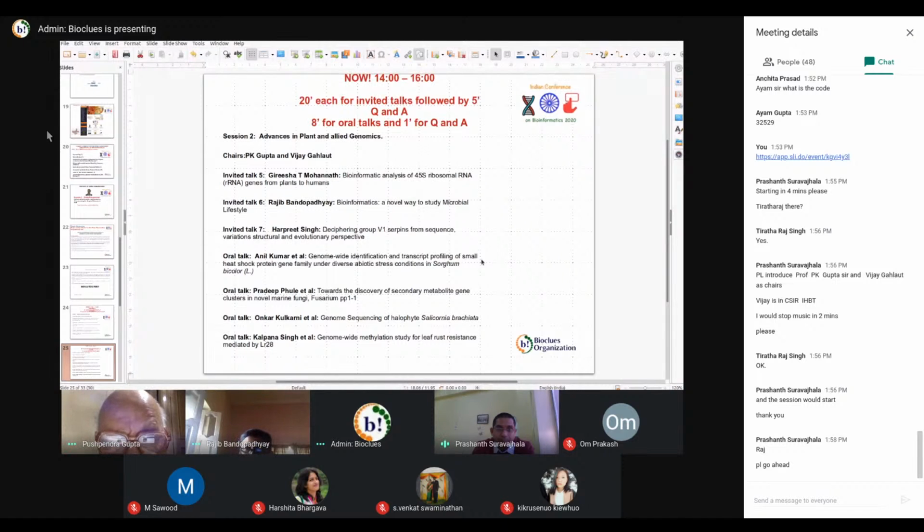We take honor in inviting Professor P.K. Gupta and Dr. Vijay Gailot, who need no mention. P.K. Gupta sir was already introduced. Vijay Gailot is a senior scientist at CSIR IHBT Palampur. So we take honor and pleasure in having P.K. Gupta sir chairing this particular session. So over to you, sir.